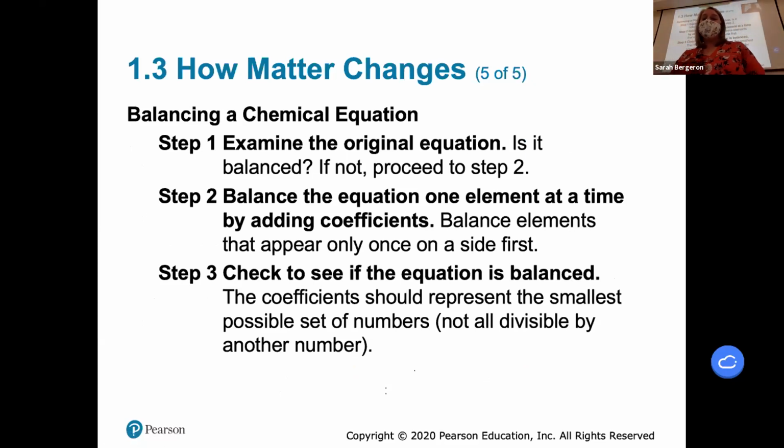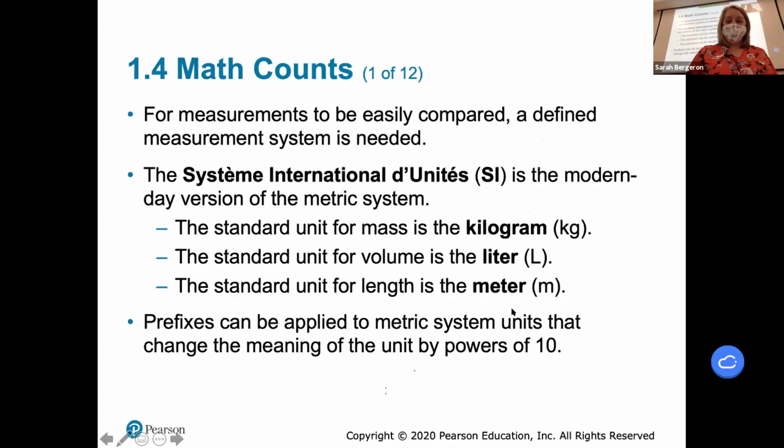Balance elements that appear only once on a side first. Sometimes you're going to have chemical equations where you have oxygen in 2 reactants, but oxygen only in 1 product. Then that's a good place to start, because you can just change 1 coefficient to change the total number of oxygen on one side of an equation. And I'll show you how to do that. And once you think you've got it right, go back and check, because sometimes you make mistakes. So always, always, always at the end, check to make sure that your equation is balanced. Okay, so I'll show you how to do that right now.